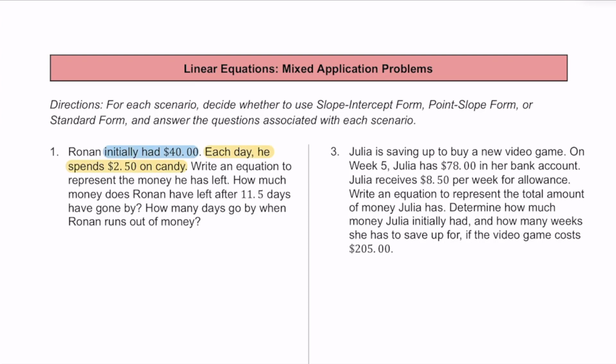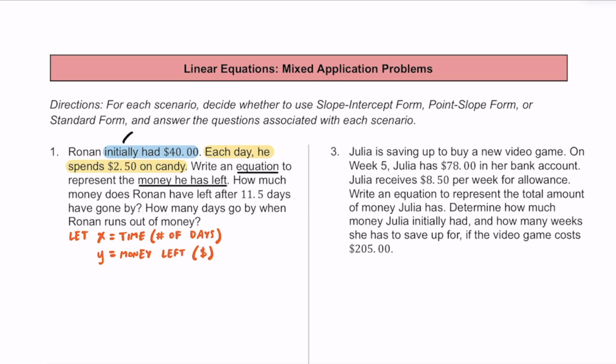For number one, Ronan initially has $40, and then each day he's going to be spending $2.50 on candy. We're going to write an equation to represent how much money he has left. Let's start with that first, and then we'll deal with the next few questions after that. To start, it's always good to define our variables. Time is our independent variable, so that's going to go along the x-axis, the number of days. And y is going to represent the amount of money that he has left. This is dependent on how much time goes by.